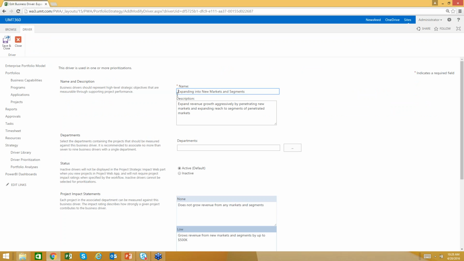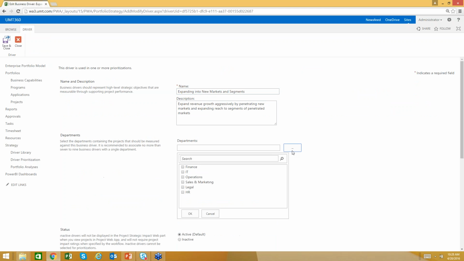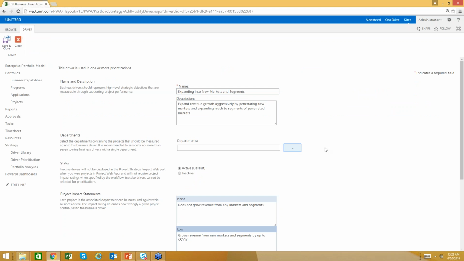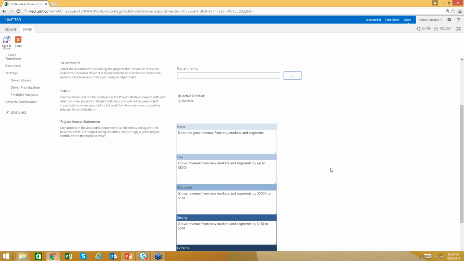So this is the name of one of the business drivers, expanding your marketing segments. We give it a description. It can be at the enterprise level or by department, which is important. And if you consider a business driver measurable, of course you should be able to apply a KPI to it. Once you have a KPI, in this case we're using revenue growth as a KPI to measure this strategy, you can come up with impact statements.